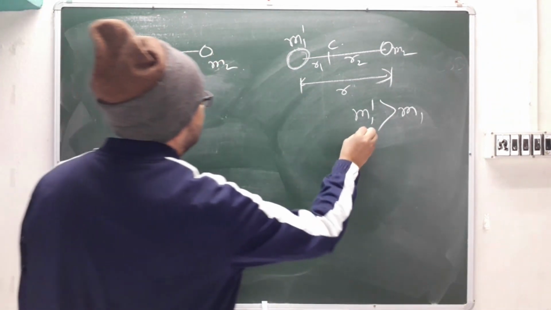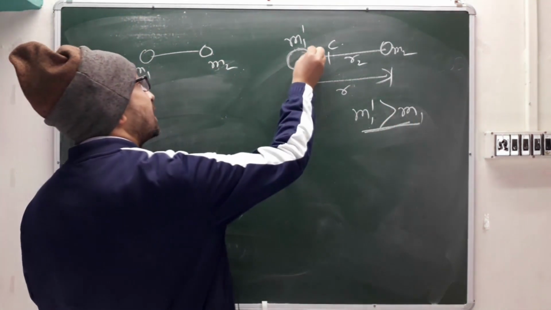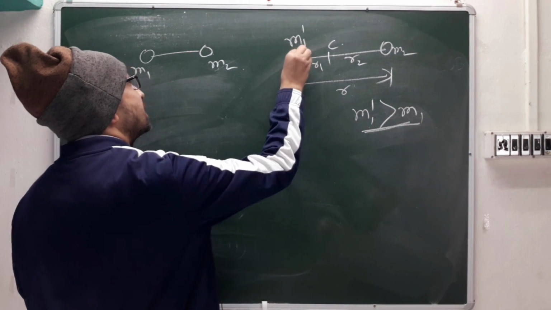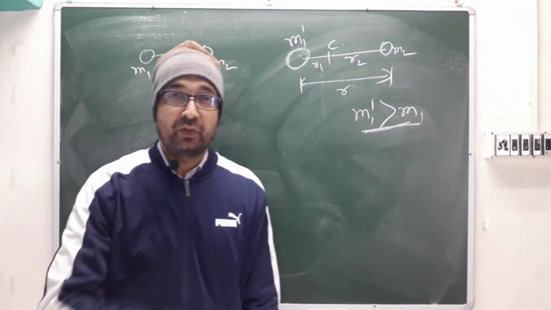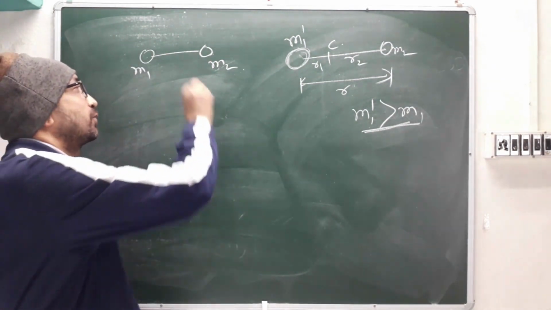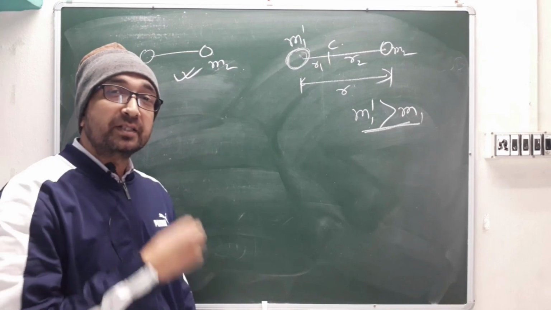So we know that this M1 prime is greater than M1, so this is an isotopic one. This mass is heavier than this mass. Now what will be the effect on everything we have drawn for this rigid rotor? What will be the changes, and where will the changes be?